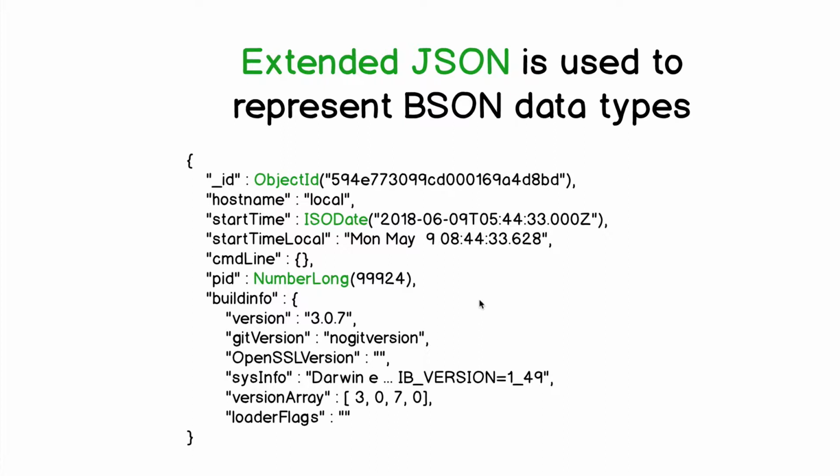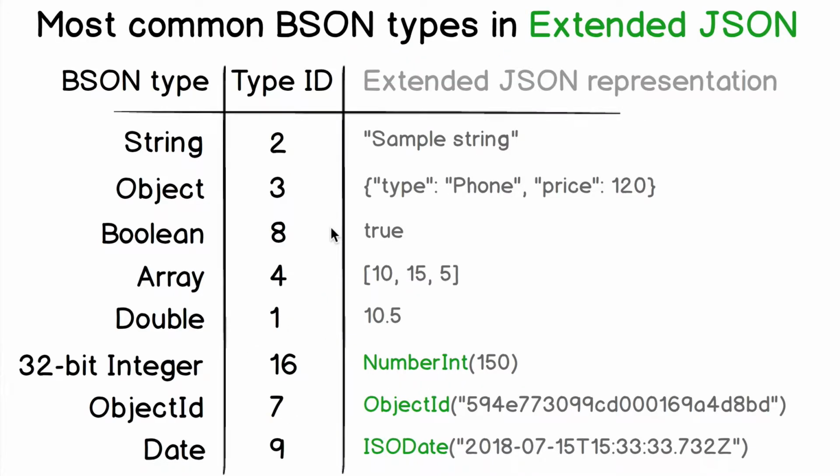Let's next look at the most popular data types that are used in BSON and discuss their representation in extended JSON. But let's do that in the next lecture. See you there! Let's now look at the most common BSON types and examples of their representation in extended JSON format.